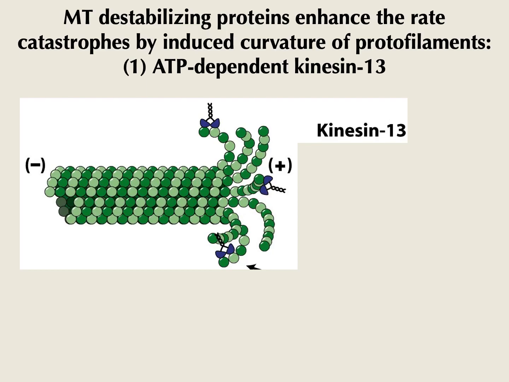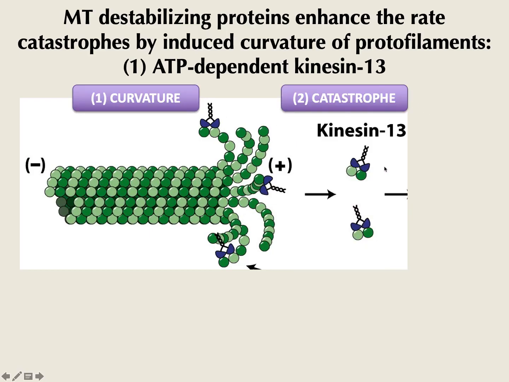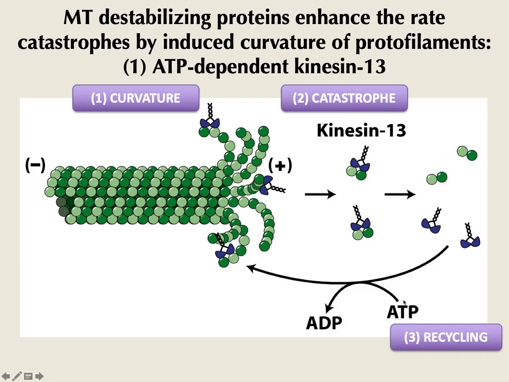In the case of kinesin 13, it's been known for a while that they bind to the negative end, and their force basically pulls on protofilaments and triggers catastrophes. Okay, so that's what's depicted here. They induce a curvature, causing a catastrophe. They remain bound to the dimers, then detach, and the dimers can be recycled for the rescue.